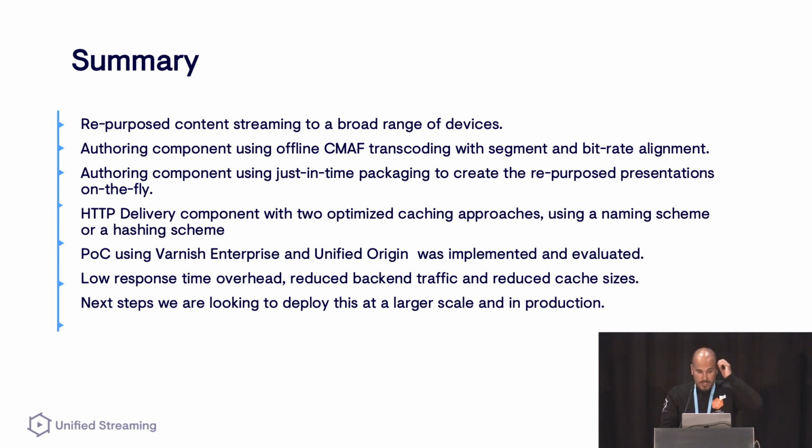And then to enable the HTTP delivery, we did the optimized caching using the naming scheme and the hashing scheme. The POC was implemented using Varnish Enterprise, and the origin was based on Unified Origin, where we evaluated it. We showed that it has low response time, reduced backend traffic, and reduced cache sizes. The next step, we are looking to deploy this at larger scale in real deployments.